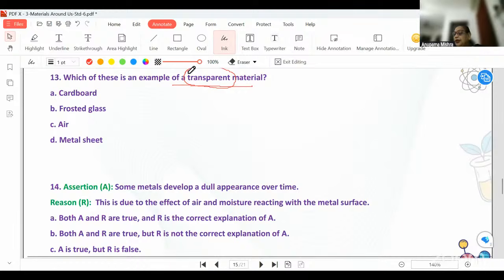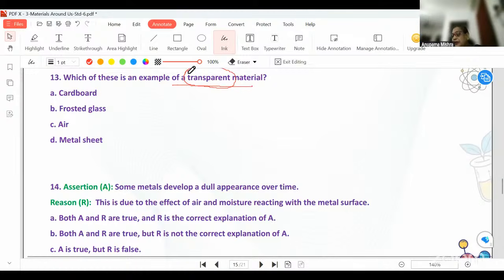Air. Why do you think that air is the transparent material? Glass is fragile, not a hard material. Thank you. Glass is brittle. Yes, correct. Now the 13 answer is C.